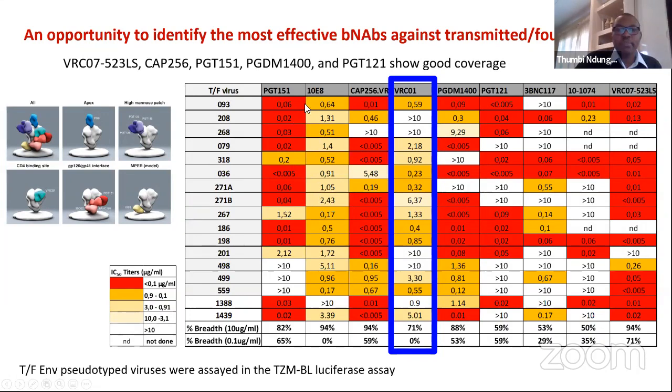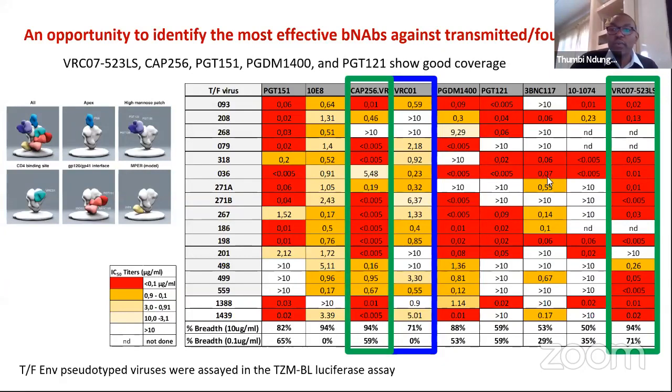So for those who are not familiar with these heat maps, the more intense the color, like the intense red color, shows that the viruses are very sensitive to the broadly neutralizing monoclonal antibody, and the lighter the color, the more resistant those viruses are. So you can see here, for example, that VRC01 is not a very good monoclonal antibody, despite that this monoclonal antibody is now in clinical trials here in South Africa to see whether it can prevent new HIV infections. But then we have other monoclonal antibodies like the one shown here, VRC07, which is very good at inhibiting most of the transmitted founder viruses in this cohort, as well as this particular monoclonal antibody known as CAP256.